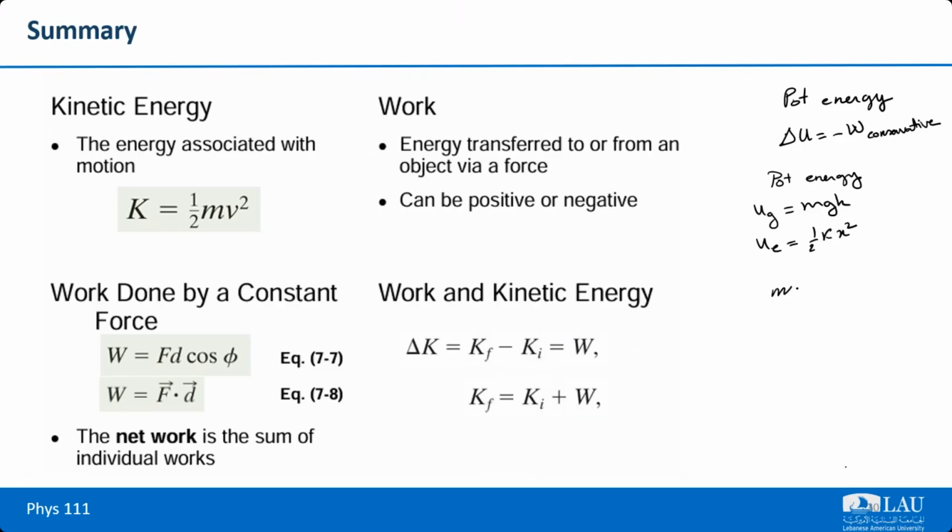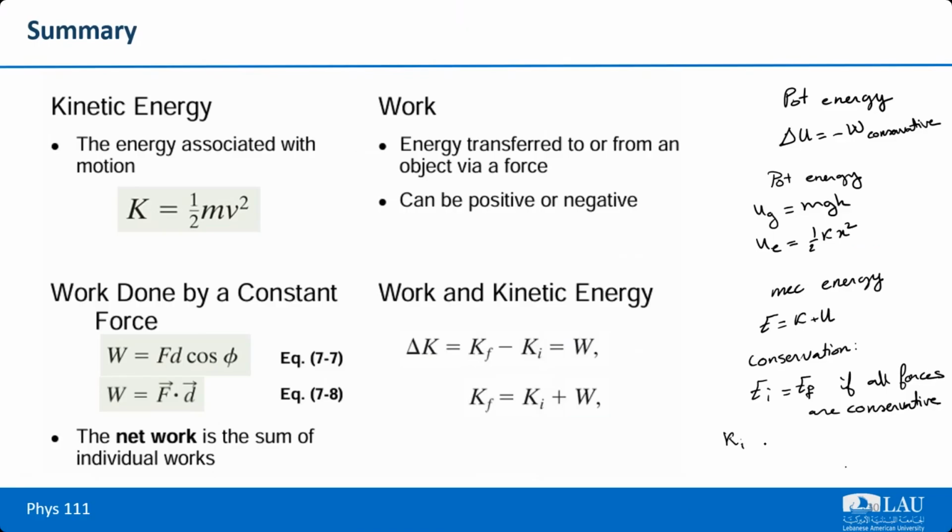And then we talked about the mechanical energy of a system. That's the total energy, E equals K plus U. And we said we have a conservation law. The mechanical energy of a system is conserved if all forces are conservative. This means we don't have frictional forces or external forces. And thus I can write K initial plus U initial equals K final plus U final.